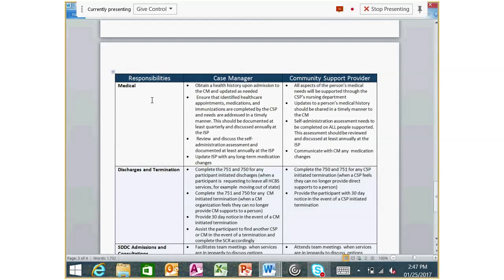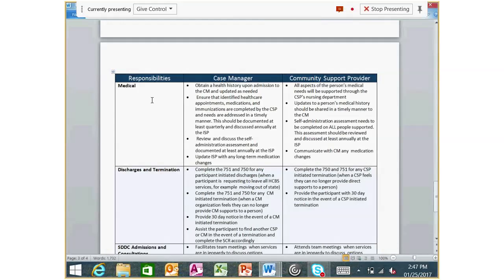The final thing is to just update the ISP with any long-term medication changes. We wouldn't be looking for any Tylenols or anything like that, just blood pressure meds, cholesterol meds, things that people are going to be taking on a long-term basis should be updated if there's any changes.